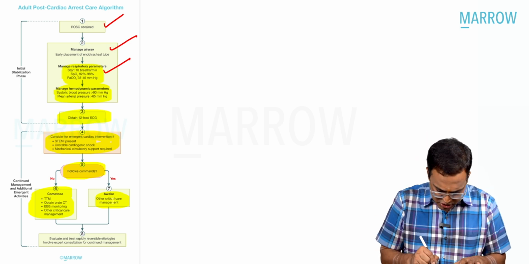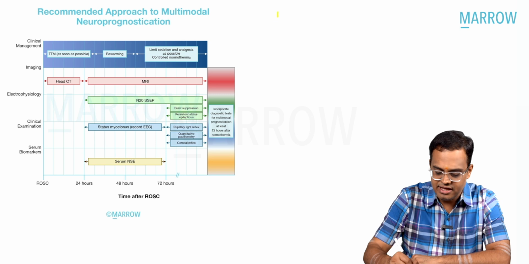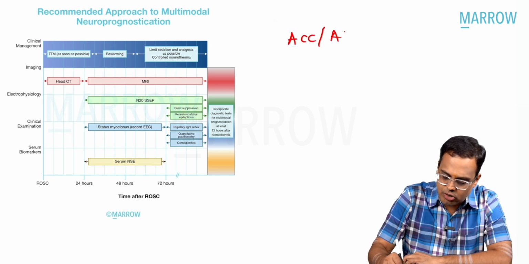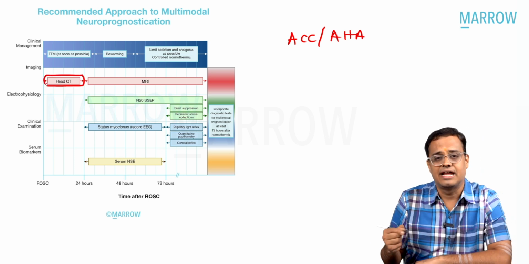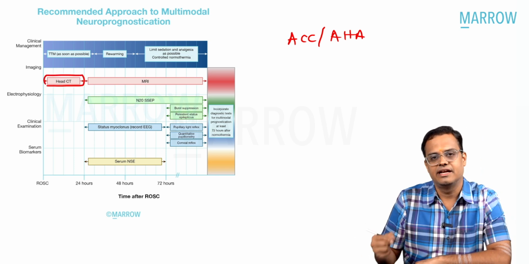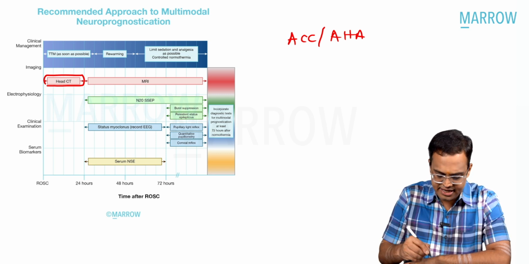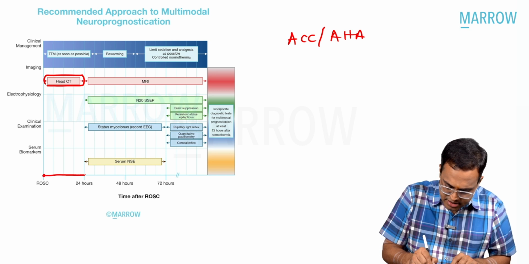This guideline image was given by ACC AHA, and I have shown you this in the main videos also. See here, within 24 hours you have to institute TTM, targeted temperature management, and if possible get a CT scan. But after 24 hours, see here, this is the timeline. ROSC has happened. This is 24 hours.